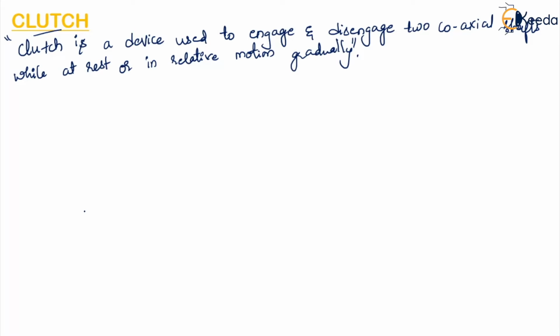So the gradual engagement of the driven shaft limits the torque demanded from the driving shaft. Those two coaxial shafts, one is the driving shaft and the other is the driven shaft. When the driven shaft engages, it will limit the torque which is demanded from the driving shaft.